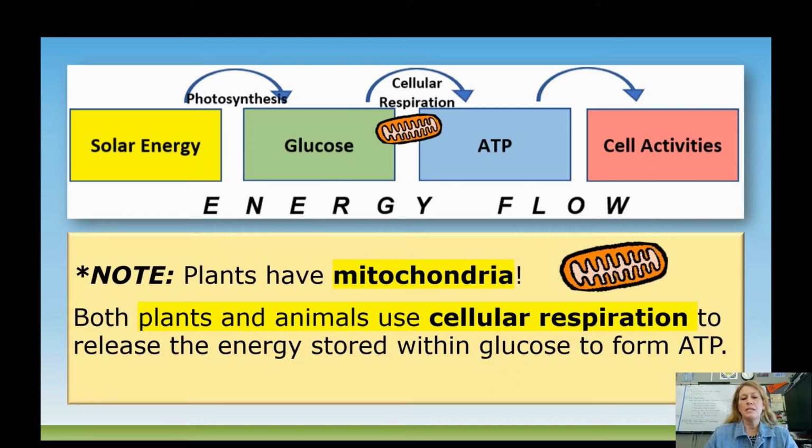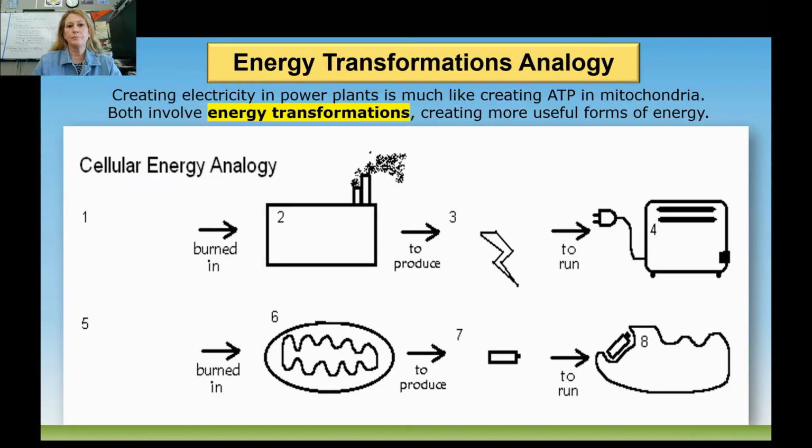So one thing to note is that plants have mitochondria also. And mitochondria, if you think back to the cell unit, that is the powerhouse of the cell. And the powerhouse is referring to that ATP molecule. So photosynthesis occurs in only plants, whereas cellular respiration occurs in both plants and animals because it needs to convert that glucose to ATP. So the plants also need to do that.